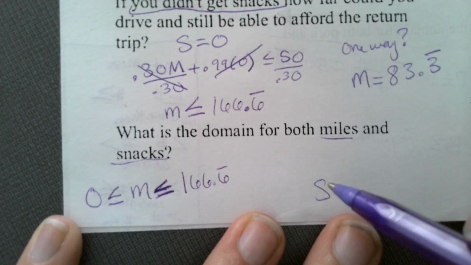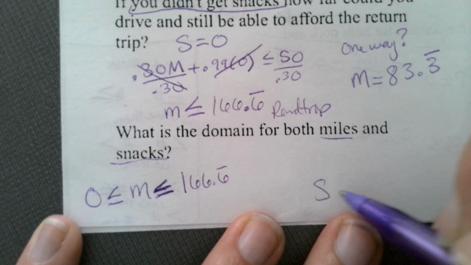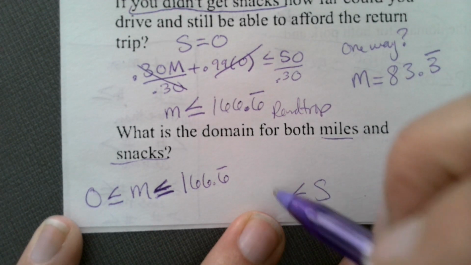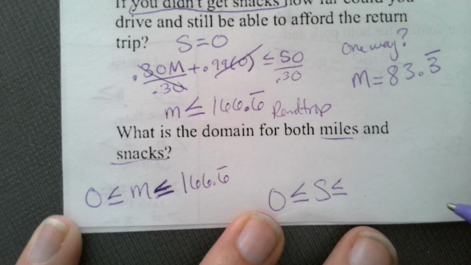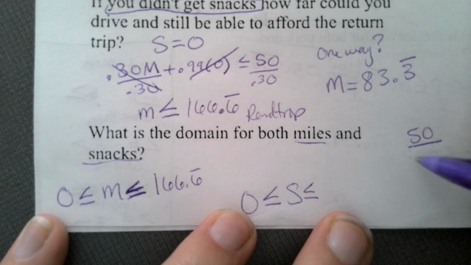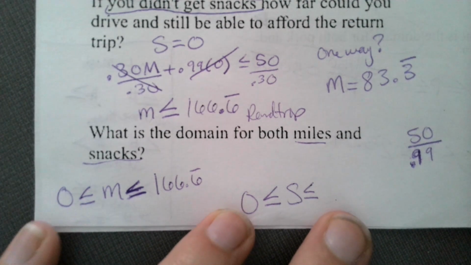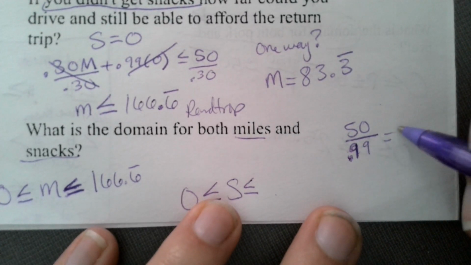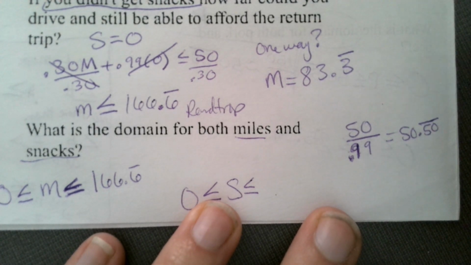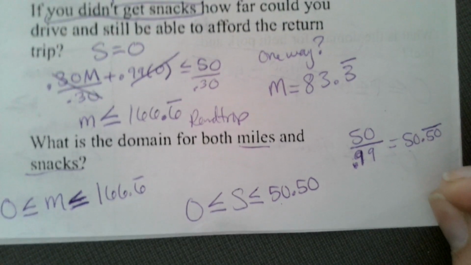So that's the round trip. How do I have to get snacks? Nope. And what's the most snacks I could get? Well, to figure that out, you just do 50 divided by 99 cents, right? Because you got $50 and it costs 99 cents per each one. You should get 50.50, and the 50 repeats over and over. So we use the 50.50. Pretty simple.